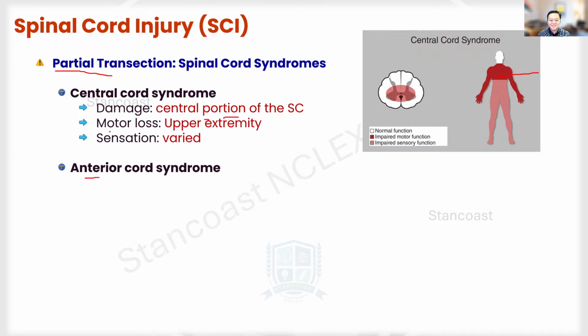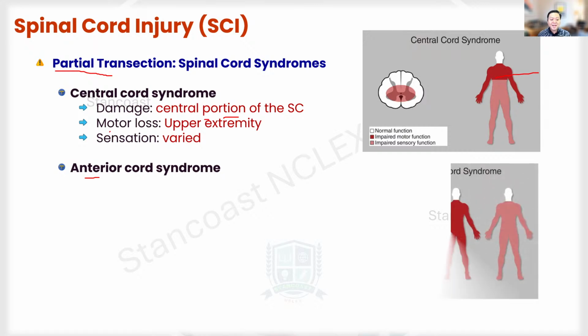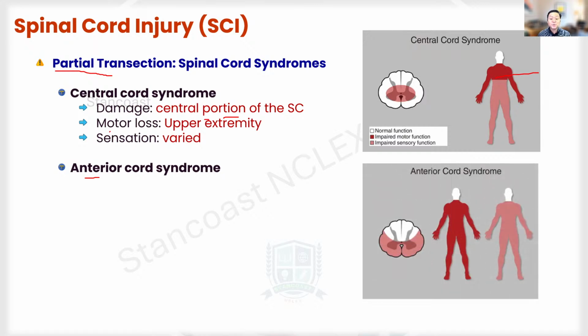as we are going to talk about the next one, anterior cord syndrome. So what is this? Well, this is caused by damage to the front part of the spinal cord. So take a look at this one right here. The front part of the spinal cord is damaged. That is why it's called anterior cord syndrome.